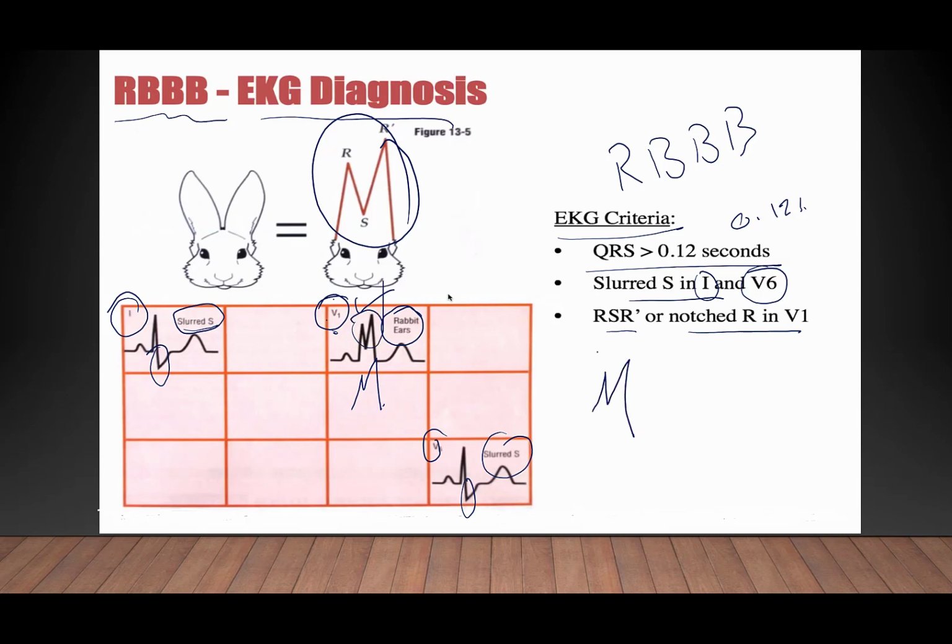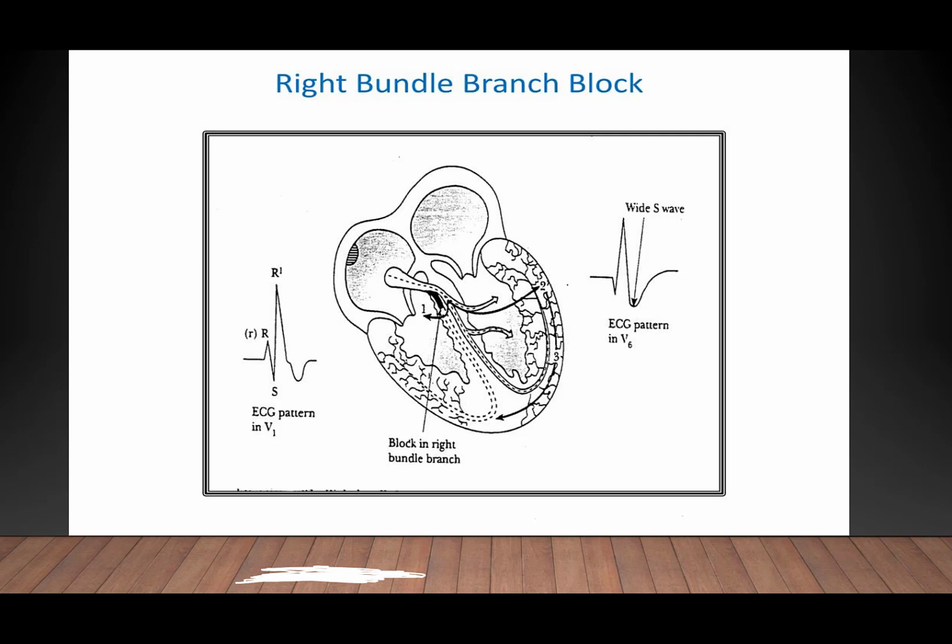This is RSR. As I mentioned before, here we have the SA node, AV node, bundle of His, which is divided into right and left, but here it is totally impaired, a block in the right bundle branch. These are the ECG changes in right bundle branch block.